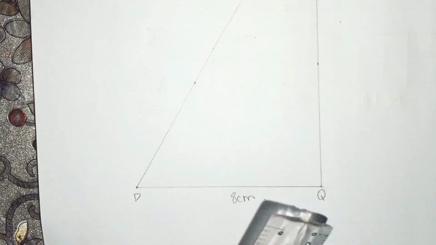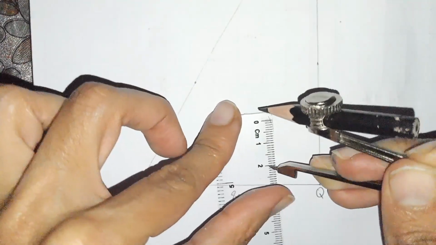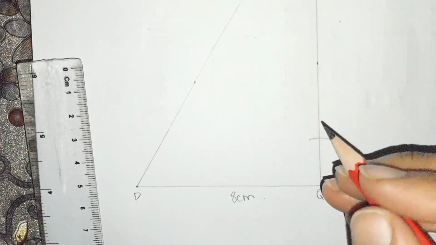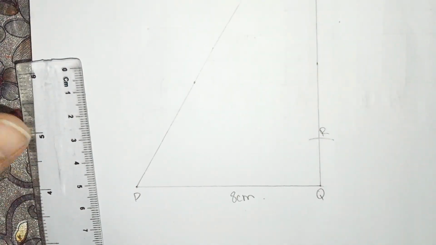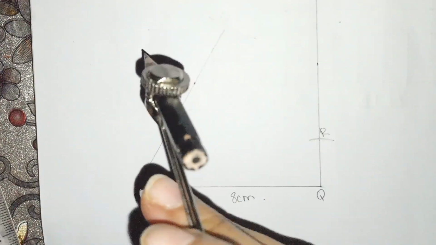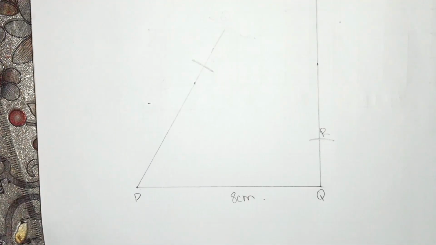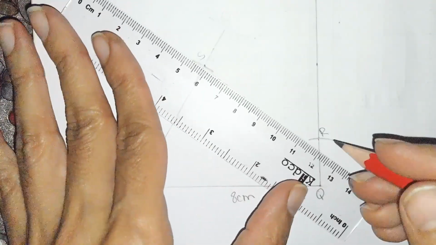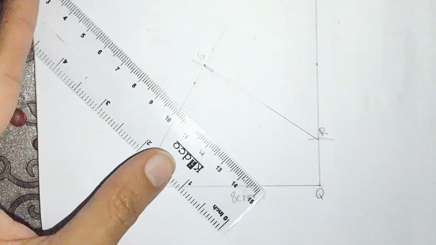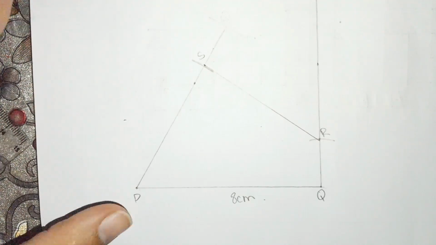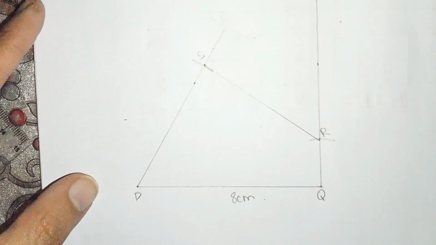Now I am opening the compass of 2 centimeter. This is 2 centimeter and mark the point R. And now students, this is 6 centimeter and this is the point S. Now join R with S, and this is the required quadrilateral. And now this is our required quadrilateral PQRS.